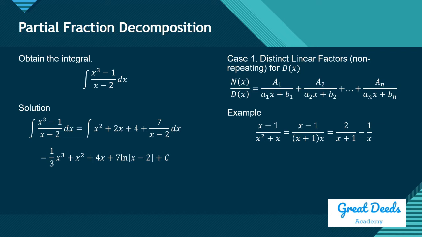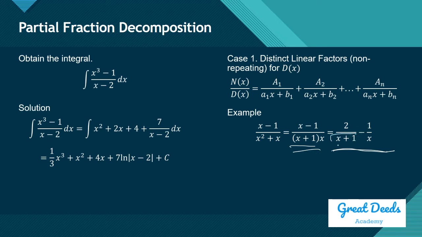Let us produce the partial fraction decomposition of x minus 1 all over x squared plus x. We factor our denominator. It is equal to x minus 1 over x plus 1 times x. Now, this one is equal to this. Don't be bothered about how that came about; I will talk about it later in this lesson. So this rational function can be written in this way. It is the sum of two partial fractions: 2 over x plus 1 minus 1 over x.